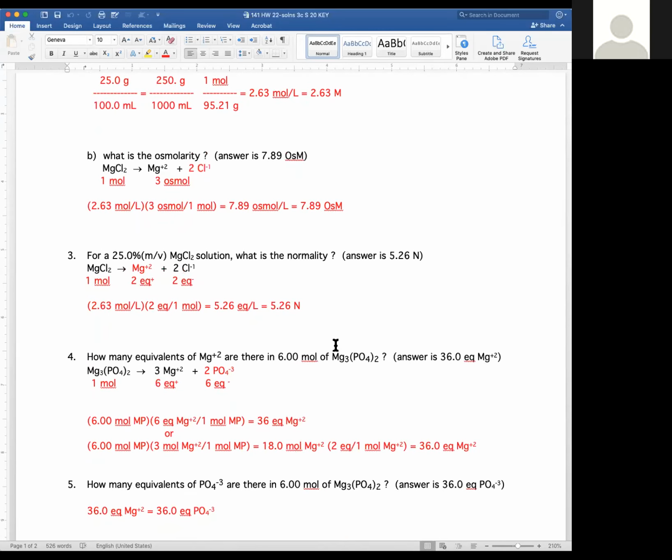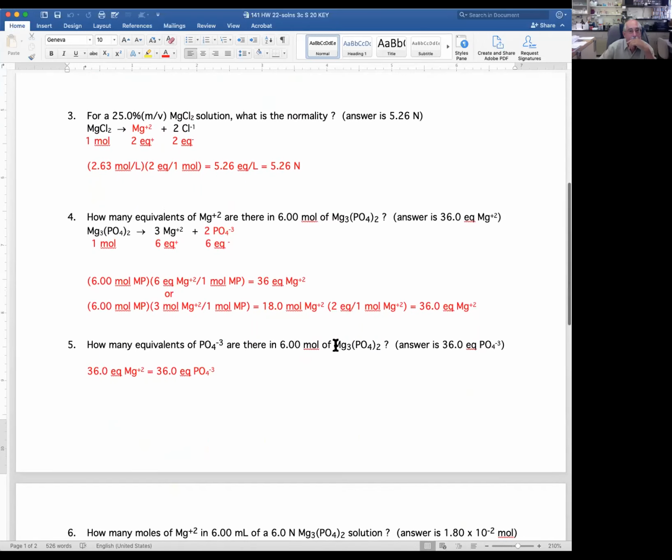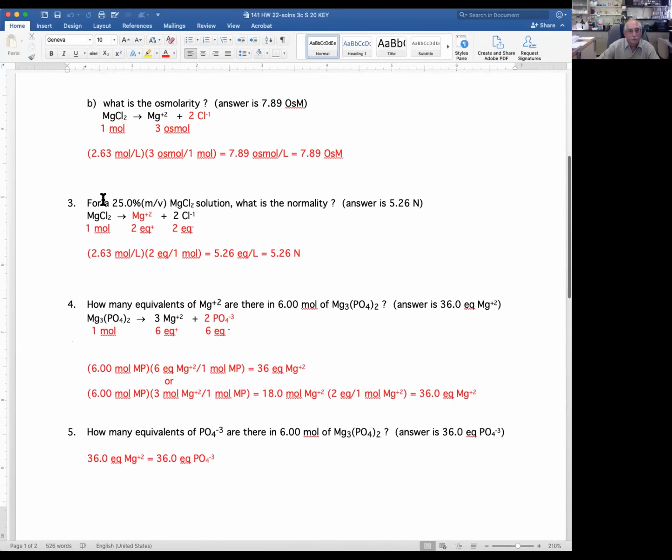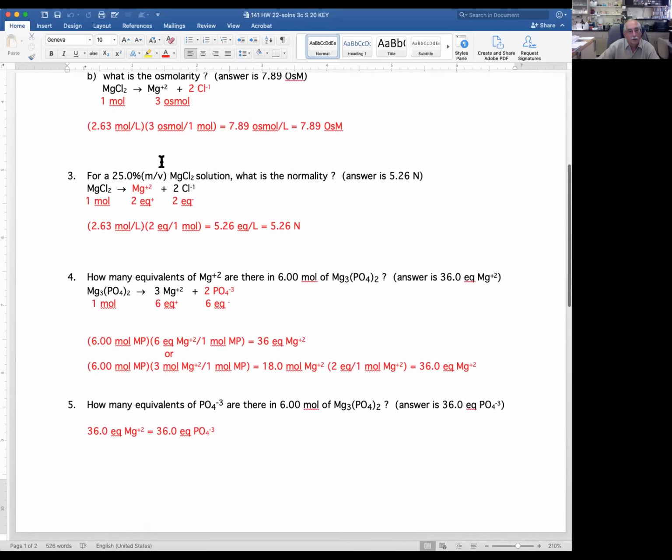Okay, where were we? Oh, the normality then. So we already figured out that this 25% mass per volume solution is that many moles per liter, right? So now all we have to do is get moles into equivalents.